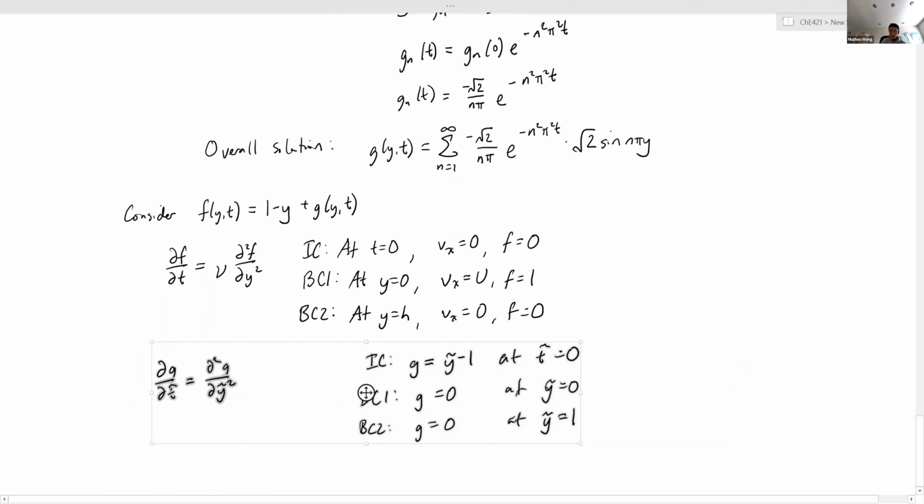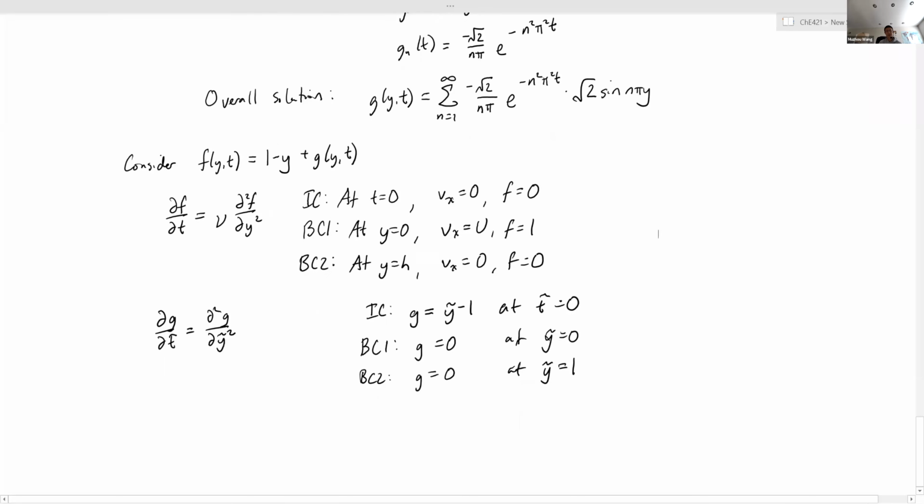Okay. The reason why I copy pasted them over here is because I want to point out that the solution that we want, which is for F, can actually just be written in terms of our solution for G, like this. And the reason we're able to do that is because this particular solution actually satisfies both the partial differential equation that we cared about and all three boundary conditions. Okay? If you don't believe me, let me show you.